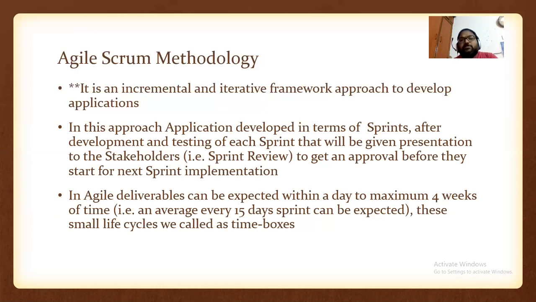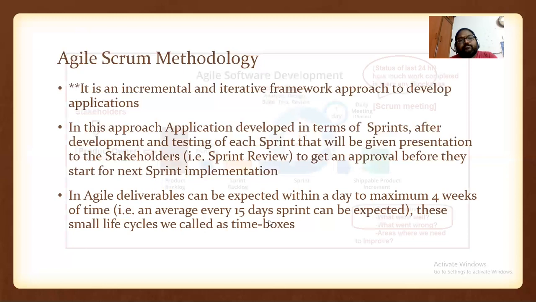What is the duration of a sprint in general? In companies, we call it 15 days. But from the textbook point of view, it is 1 to 4 weeks, that is, 1 day to 4 weeks. That means they take a small unit. In Agile, deliverables can be expected within a day to a maximum of 4 weeks. On average, a sprint can be expected every 15 days. These small life cycles are called time boxes. Whatever activities we do to work on the sprint in those 15 days, we call time boxes.